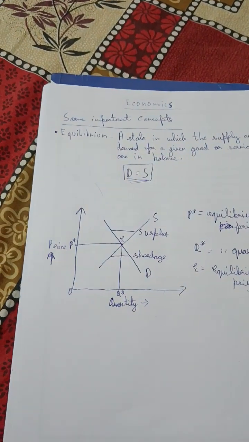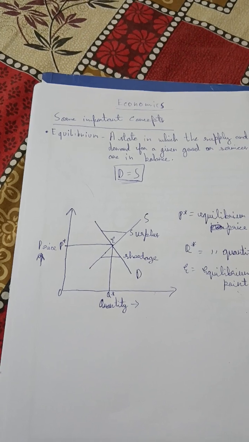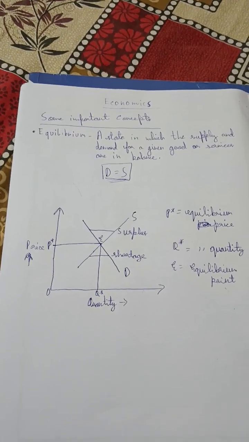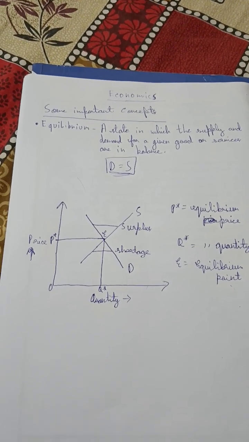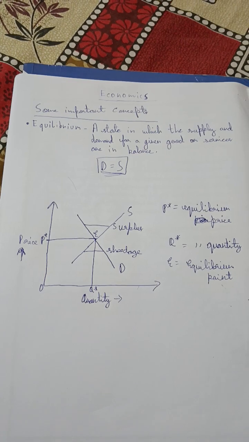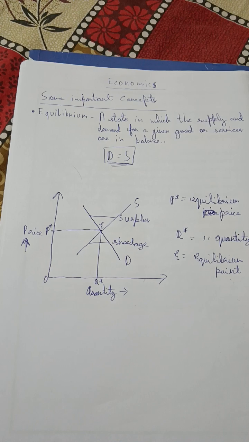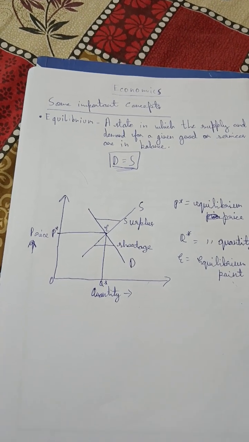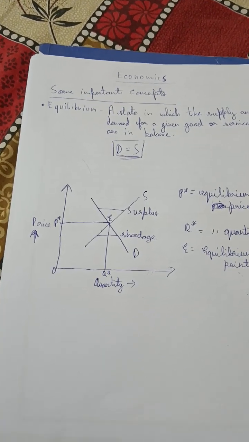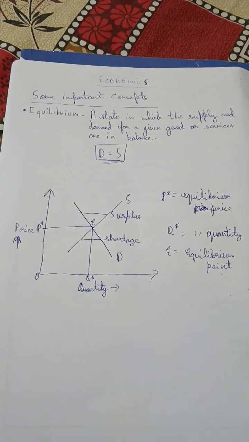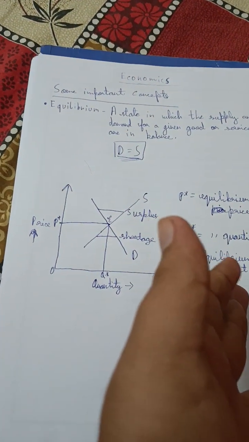Surplus means, for example, the supply of mobiles. Okay, I'm just giving a random example. For example, the supply of a particular brand of mobile is very high, but the demand is very low. Okay, so what will happen in that market? There will be a lot of unsold stock of that product. So that situation is a surplus, and the name of the other situation, shortage, is of course very familiar to you.